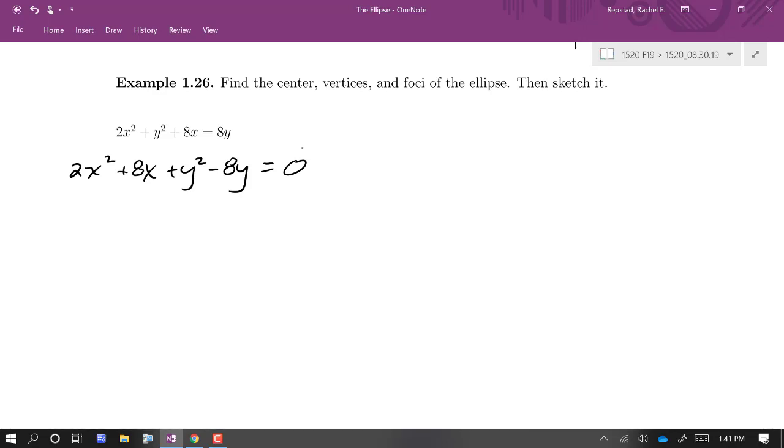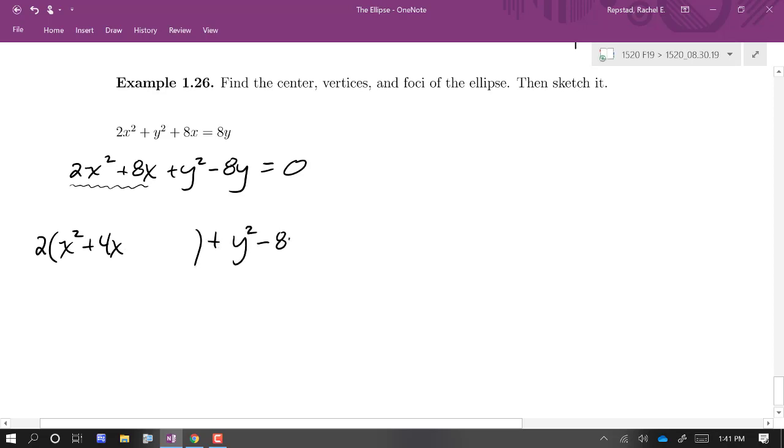So what I need to do is instead of dividing by 2, I'm going to factor out a 2, but just from the first 2 terms. So I'm going to have 2 and then parentheses x squared plus 4x. I'm leaving some space in the parentheses because that's where I'm going to complete the square. And then y squared minus 8y, leaving some space. What do I need in order to complete the square on x? 2 squared. So I'm going to add 2 squared.